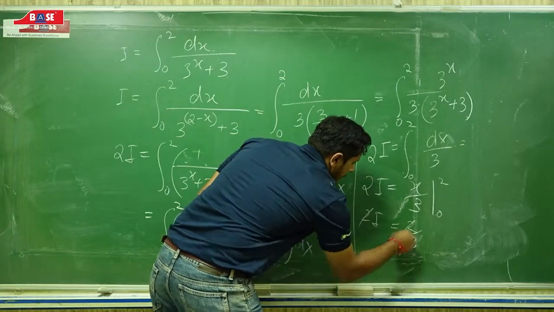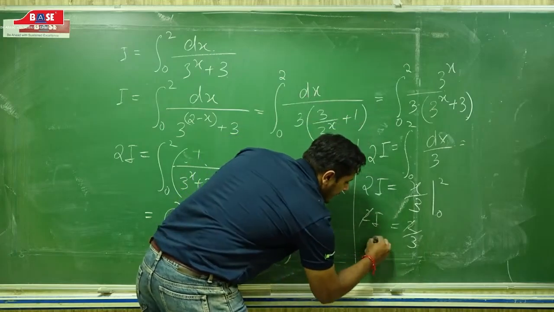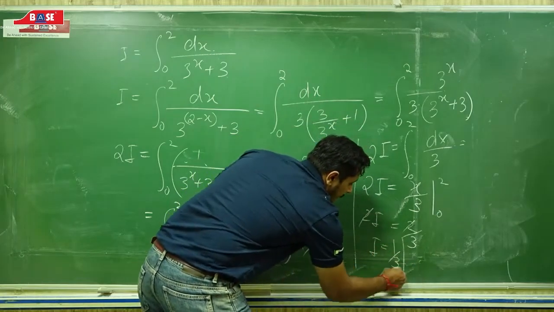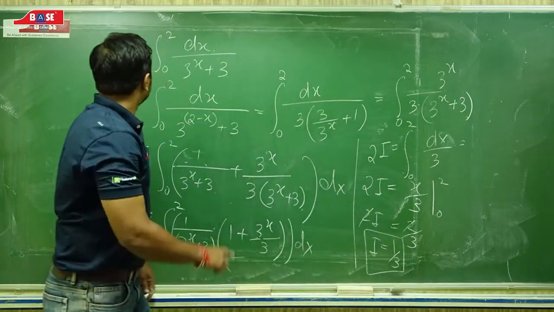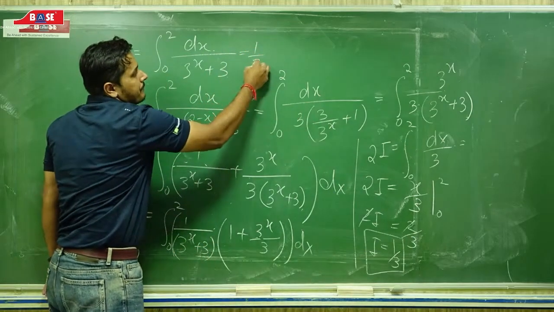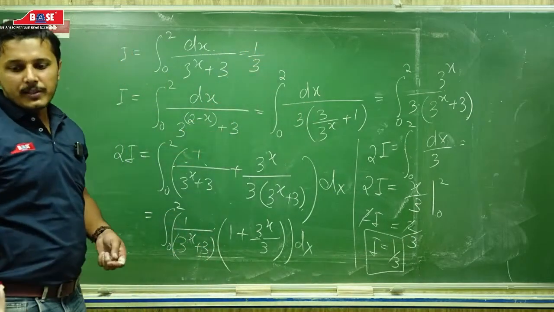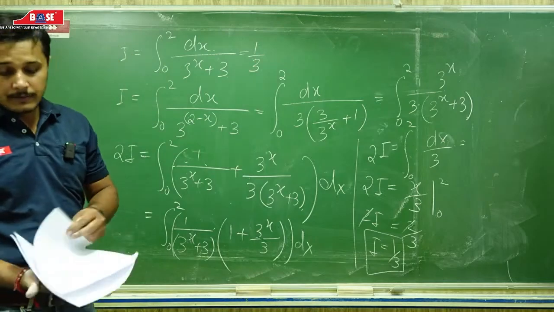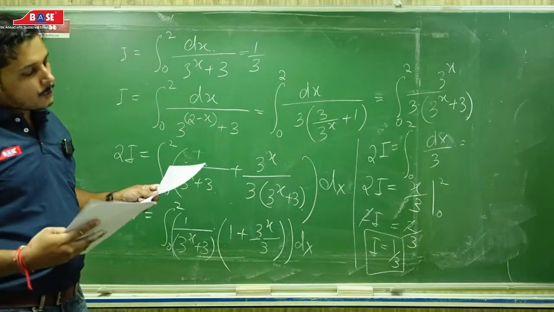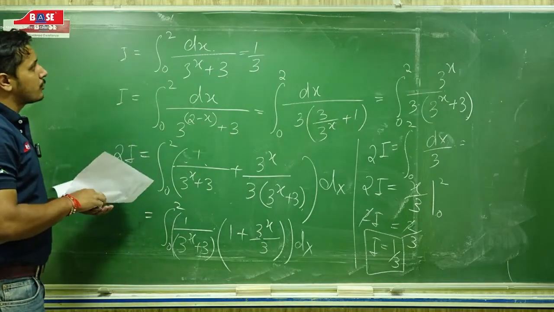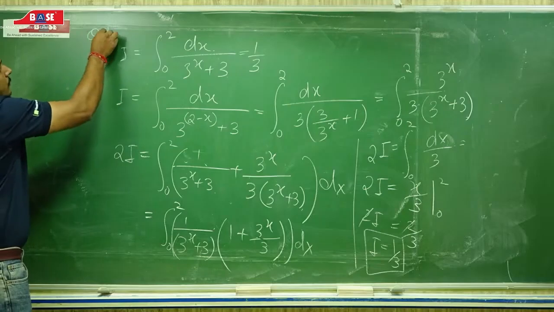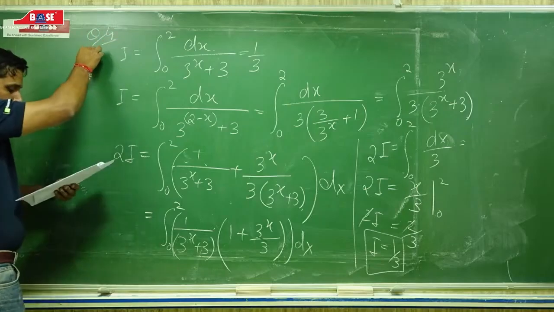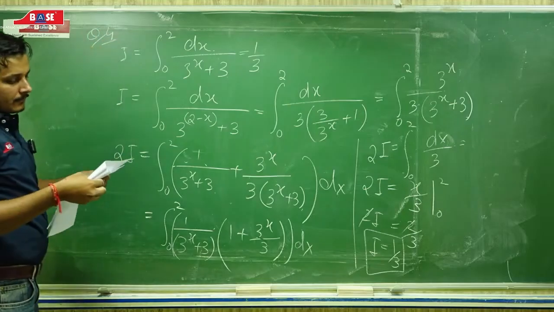2I is 2 by 3, 2 gets cancelled. So what is I? 1 by 3. So the integration value of this is 1 by 3. Which option matches this? This is option number B. So the answer to question number 4 is option B.